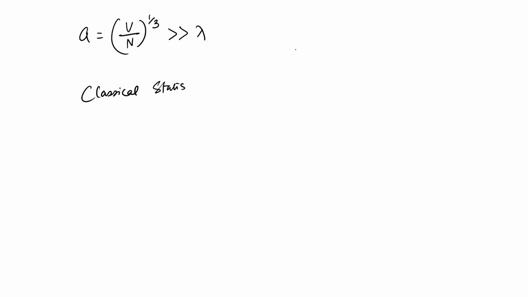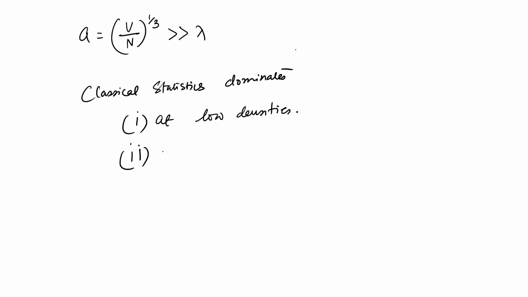So, that tells you that classical statistics dominates either at low densities, that is particle densities, or at large temperatures, and if both go hand in hand, then of course it is all the more better.